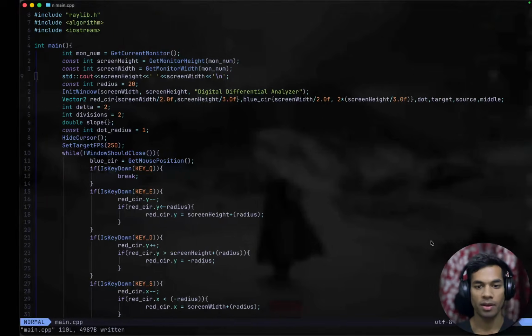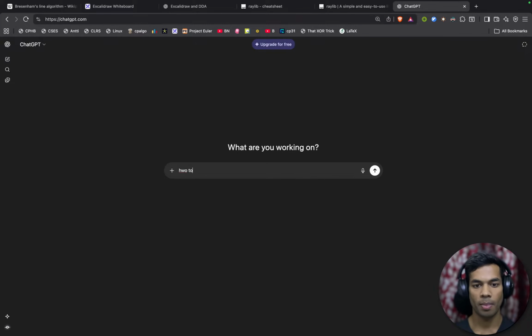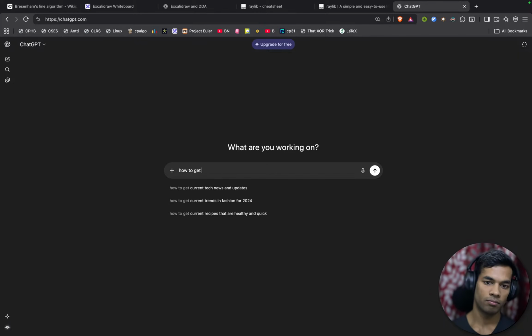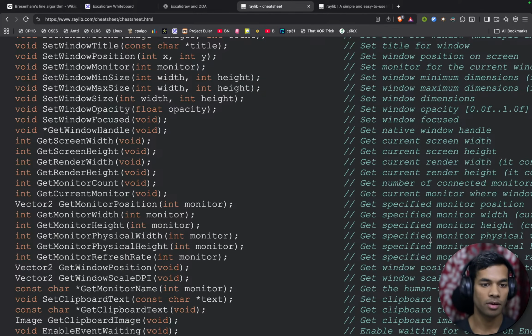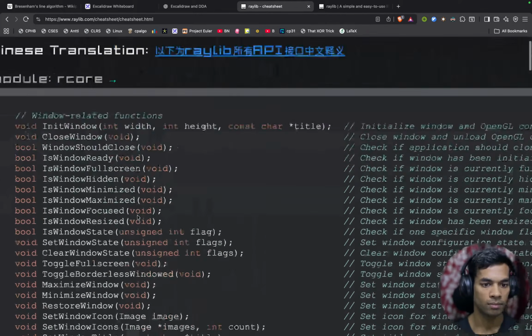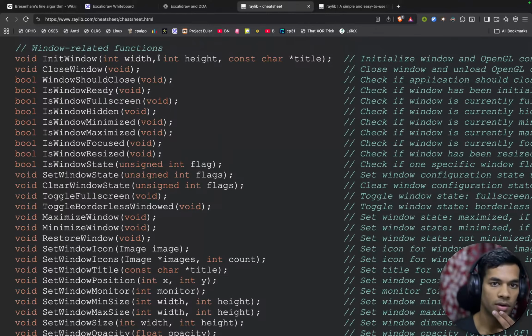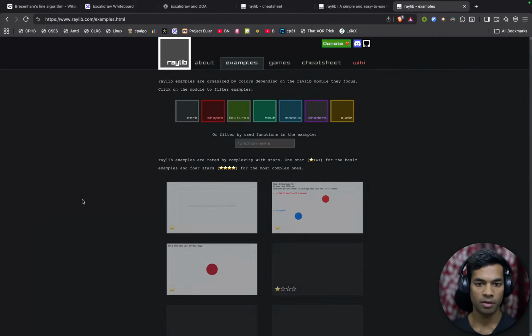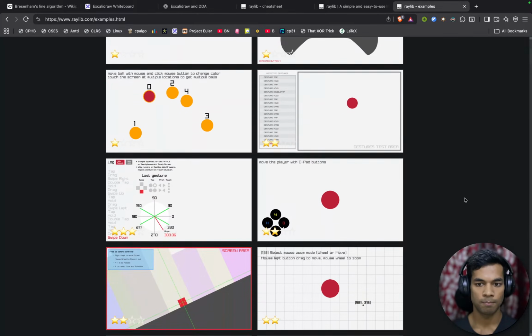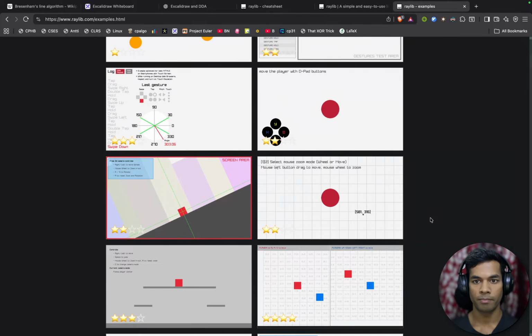Let's see. Okay. How to get screen height using Raylib, or I think that is not the right question. We have, okay, there is examples. There must be something in here related to the screen.